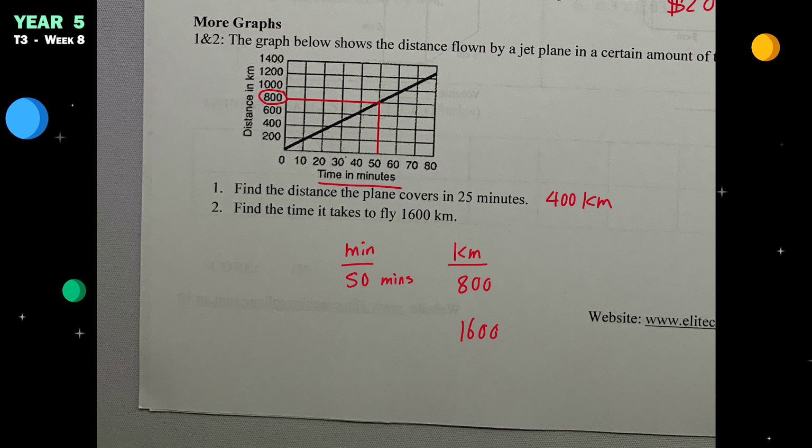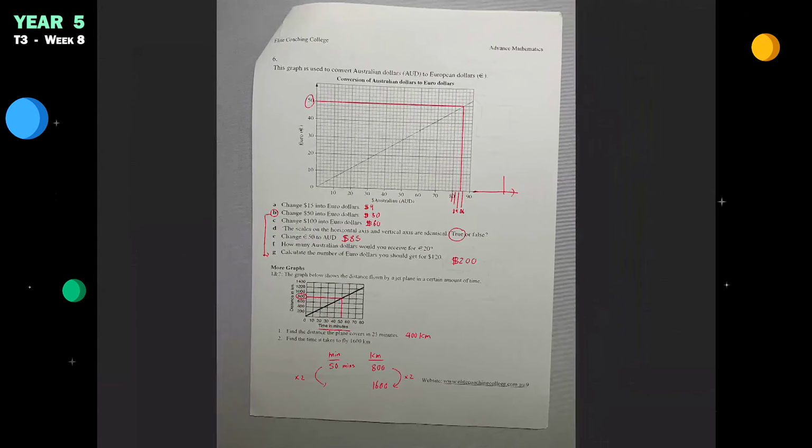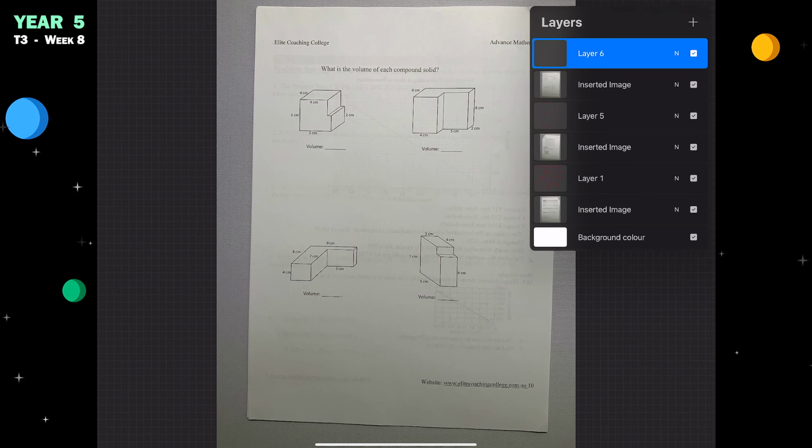So how do I get to 1,600? Well, let's compare them. How do we go from 800 to 1,600? We double it, right? So if we double this, then we get the answer. Okay, I'll leave that to you. Not too hard. Next page.